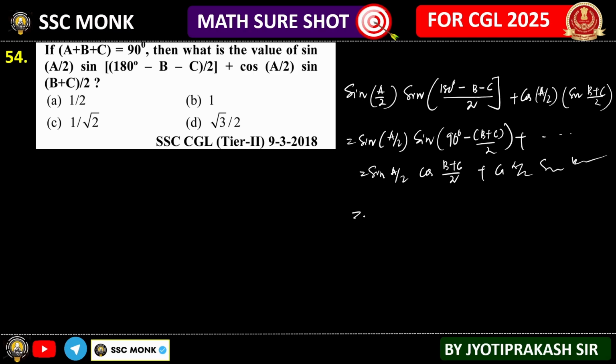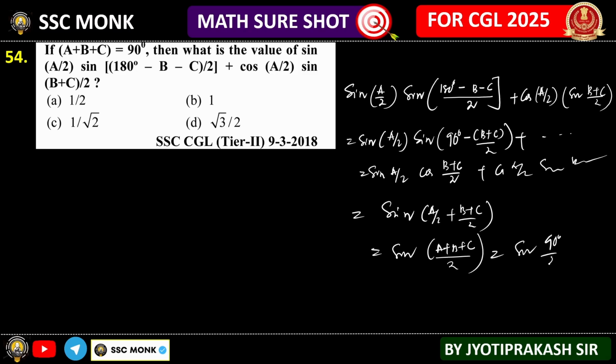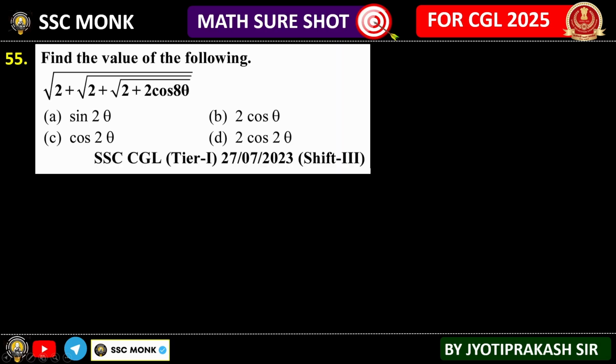Now this is the formula of sine (A/2 + B/2 + C/2). That can be written as sine of (A + B + C)/2, which is equal to sine of 90 degrees by 2, that is equal to sine 45 degrees, that is equal to 1 by root 2. Done. Next, find the value of... from here I'm just solving the last one: 2 plus 2 cos 8 theta.